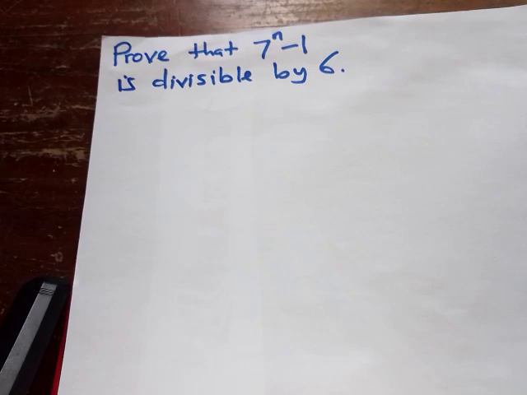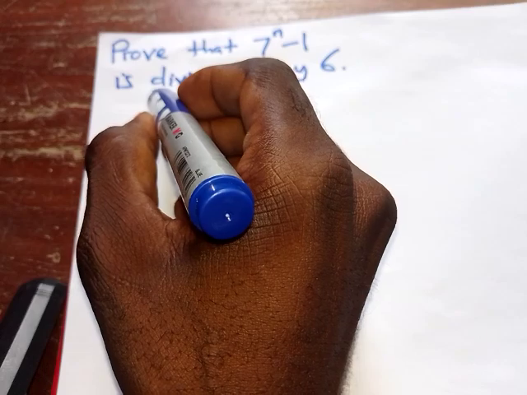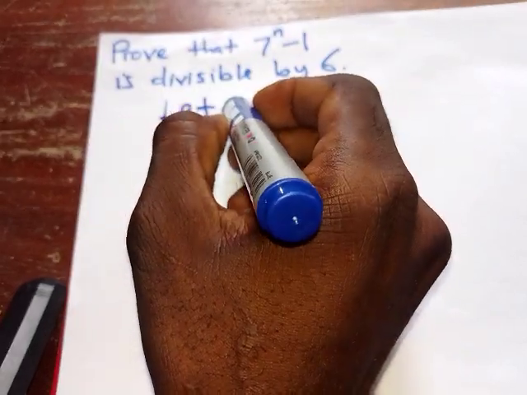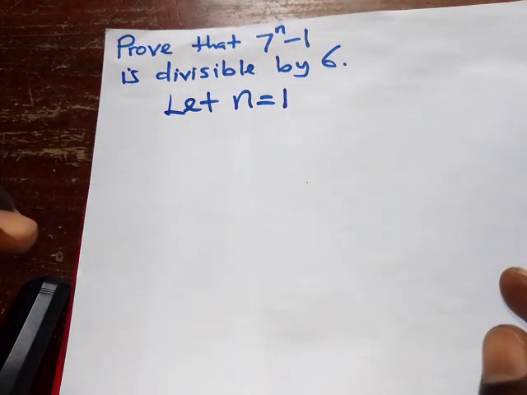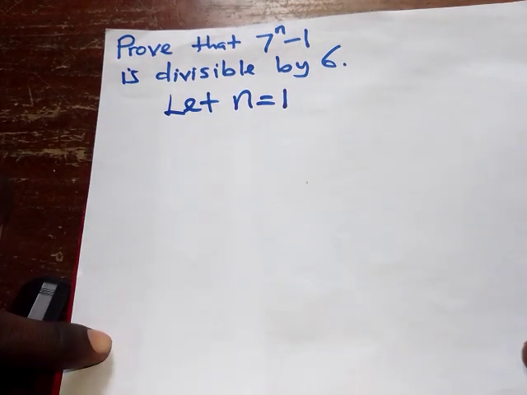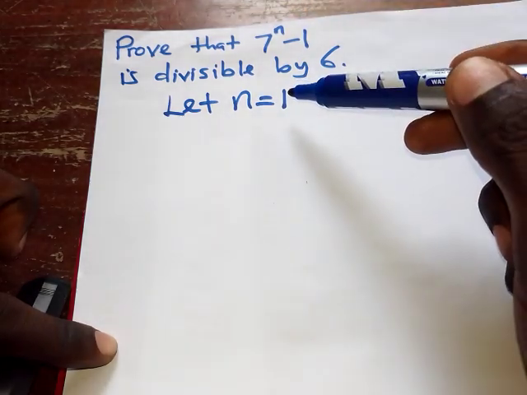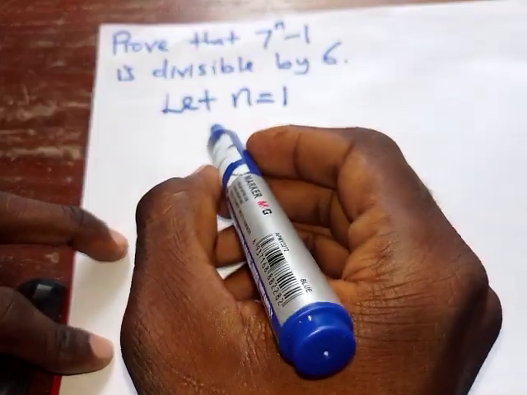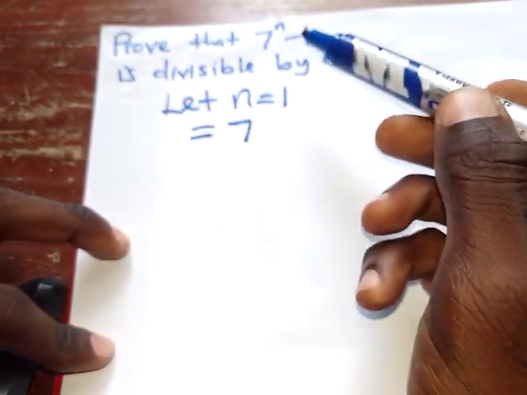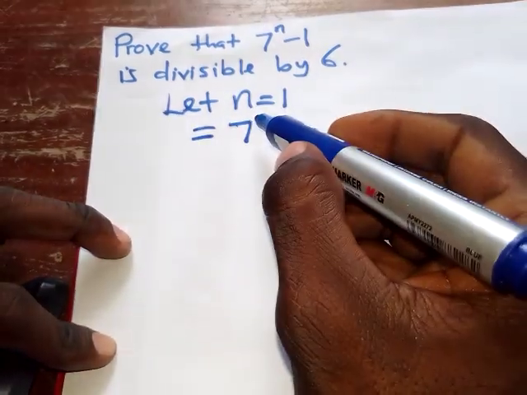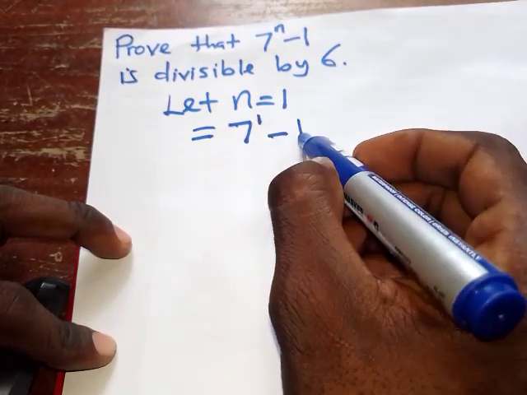Now, in this video, for this particular question, we are going to let n be equal to 1. We are letting n be equal to 1. So after letting n be equal to 1, meaning that wherever there is n in our statement, we must replace it with a 1, this will look like this. Where there is n, we are replacing with a 1. So this will be 7 raised to power 1 minus 1, like that.